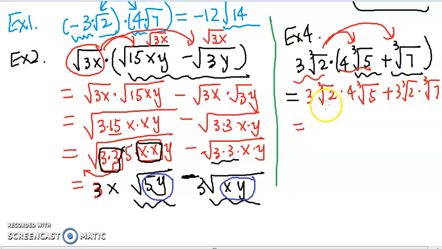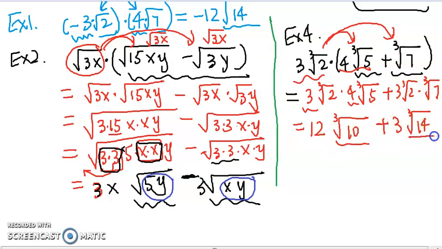Now, when we multiply, we're going to multiply the same way. The numbers on the outside of the radical, 3 times 4, it's 12. And numbers on the inside of the radical, 2 times 5, that's 10. And similarly, 3, that's the only number, but under the cube root, we have 2 times 7, which gives us 14. And these 2 radicals, they don't match. They both are cube root, but the numbers within the radical sign, 10 and 14, they don't match. So for addition, we must have a matching radical to combine. So that's the final answer.